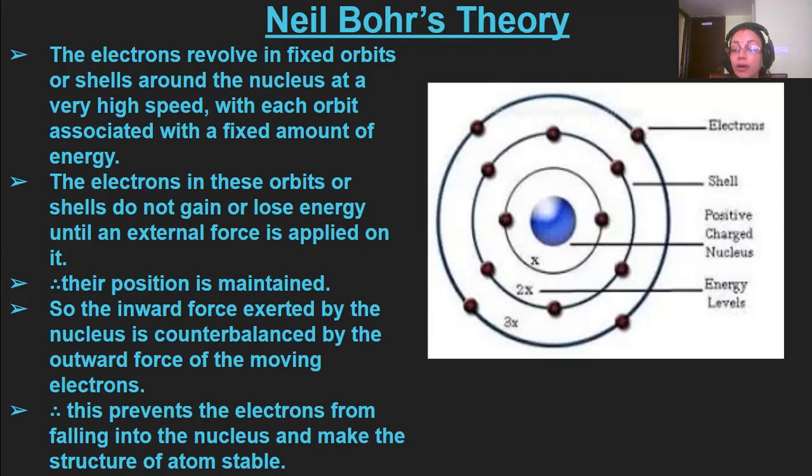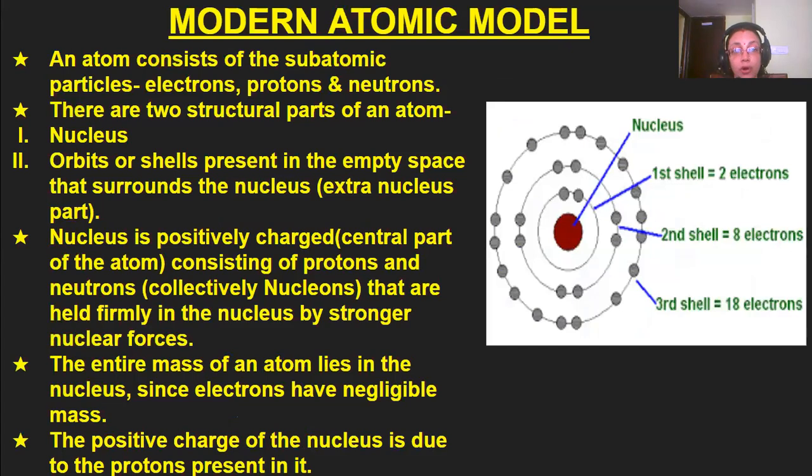Now we come to the modern atomic model. Here, an atom consists of subatomic particles. We know that electrons, protons, and neutrons are there. There are two structural parts of an atom: one is the nucleus and the other is the orbit or shell, which is present in the empty space surrounding the nucleus. That is outside the nucleus, which is why it's called the extra nuclear part.